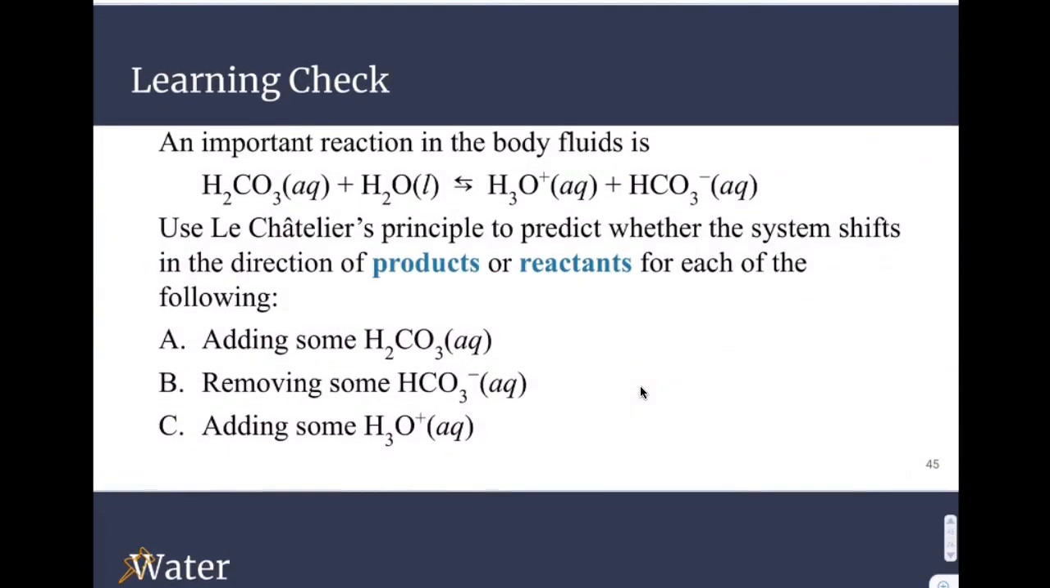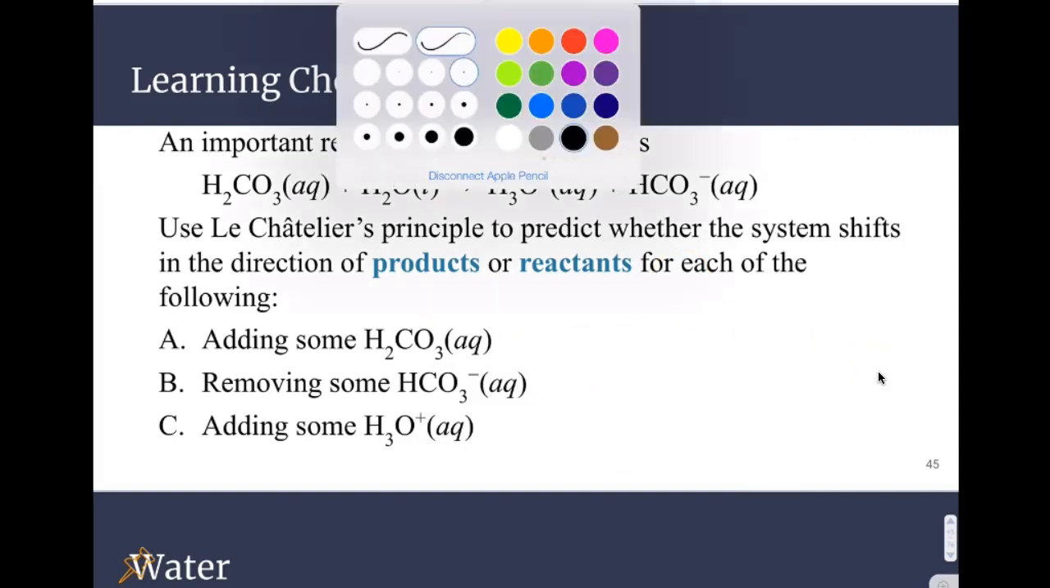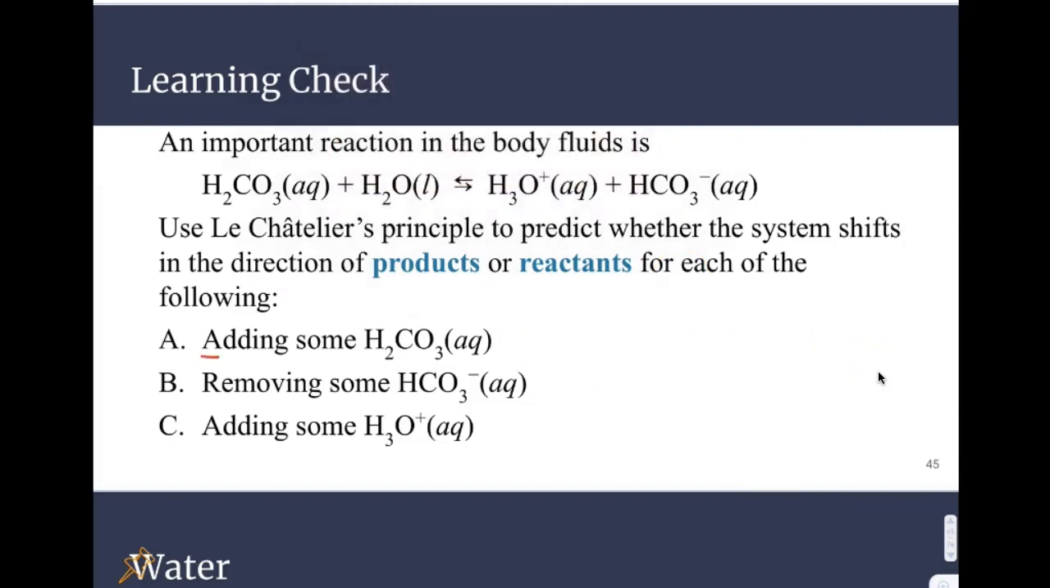So let's do a quick check. So pause and do a learning check. Tell me if it's going to shift toward the products, right, or shift towards the reactants, left. Okay, so adding some carbonic acid. So if I add something, I'm going to shift away from that thing. So add, away. So where's the carbonic acid? The carbonic acid is here. And so if I add, I'm going to shift away from the carbonic acid to the right. So to the right, toward the products.